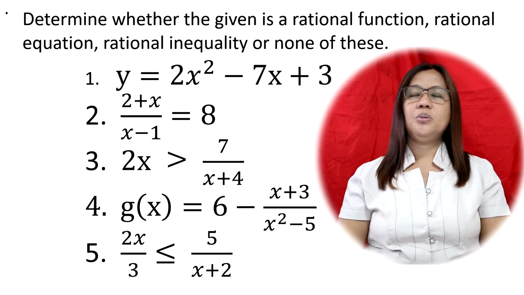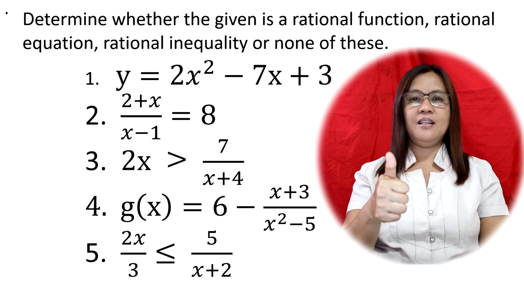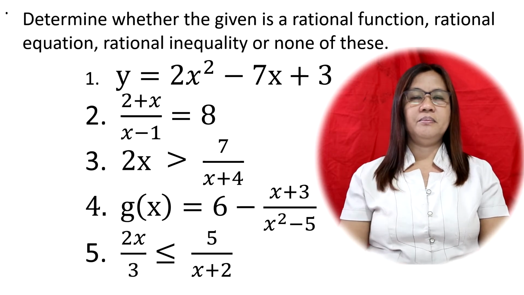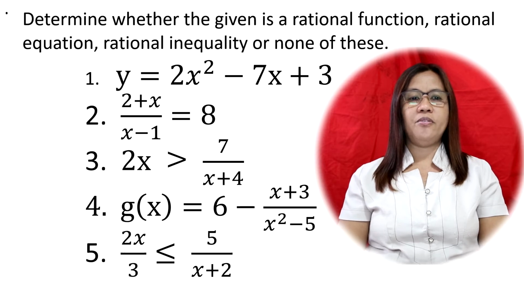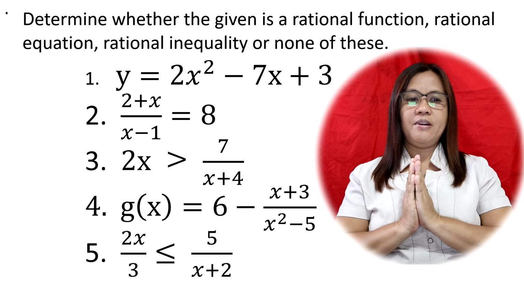Number 3. 2x > 7/(x + 4). Yes, it's a rational inequality. Number 4. g(x) = 6 − (x + 3)/(x² − 5). Correct, it's a rational function.